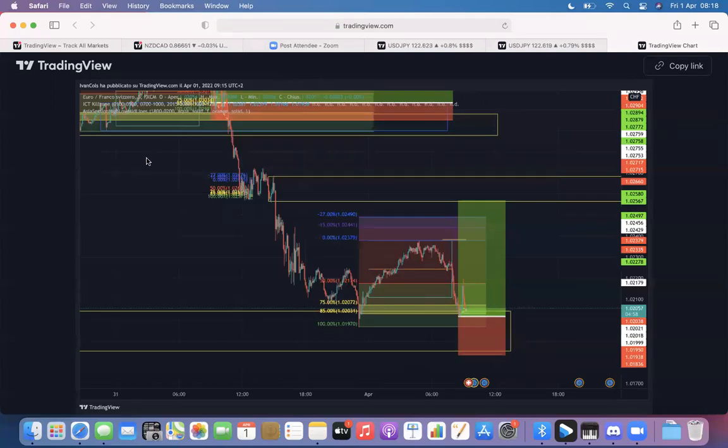Then we have EURCHF, break of structure to the upside, retracement to demand. I will need to look for confirmation here.